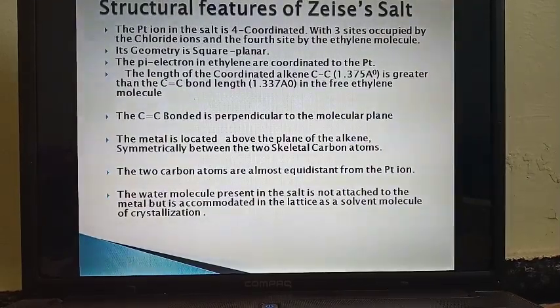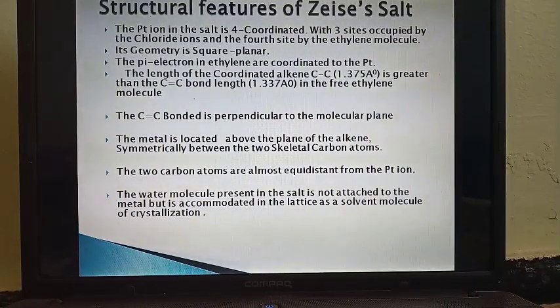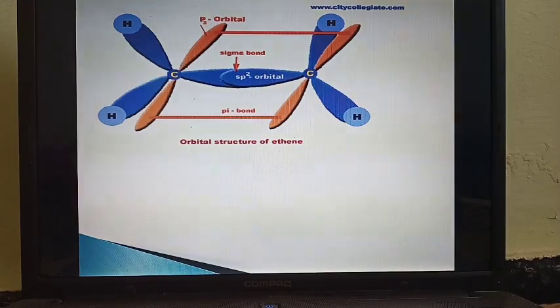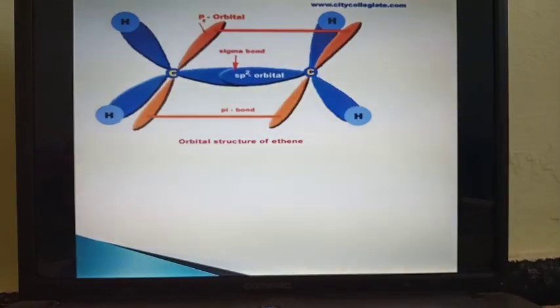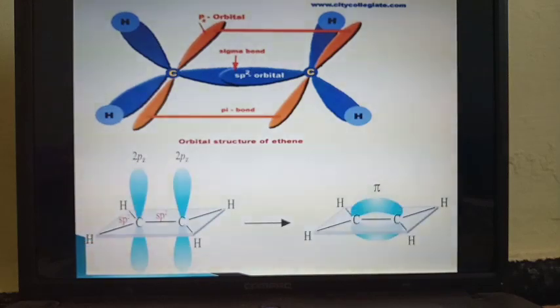Then the water molecule present in the salt is not attached to the metal, but is accommodated in the lattice as a solvent molecule of crystallization. So we can see the hybridization of the ethylene here. In ethylene, the hybridization is sp2. One pz orbital is empty here. Then we can get an empty antibonding molecular orbital.